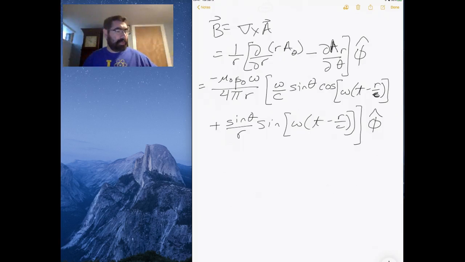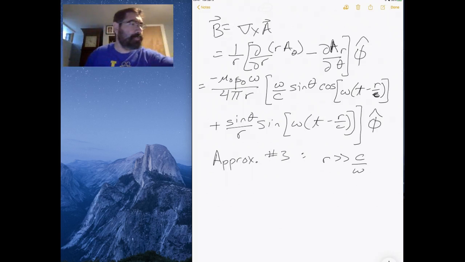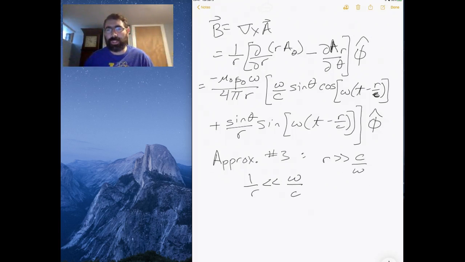Okay, but what we can do now is look at approximation number 3, which says that the distance at which I'm measuring the magnetic field is much, much bigger than the wavelength of the radiation. Or another way of saying that is 1 over r is much, much less than omega over c. So it's much, much less than 1 over the wavelength. Okay, so that helps because I can essentially just ignore this component right here.